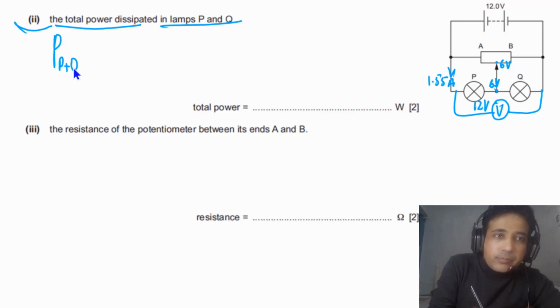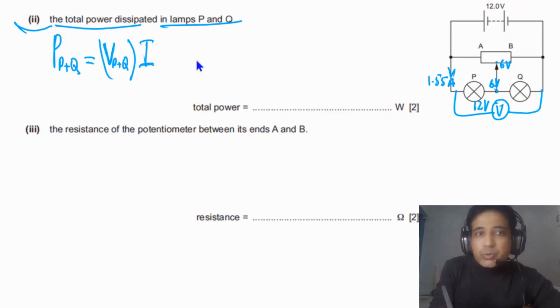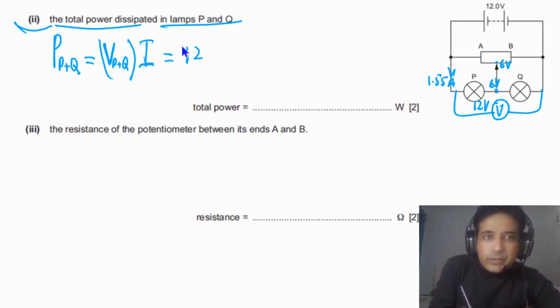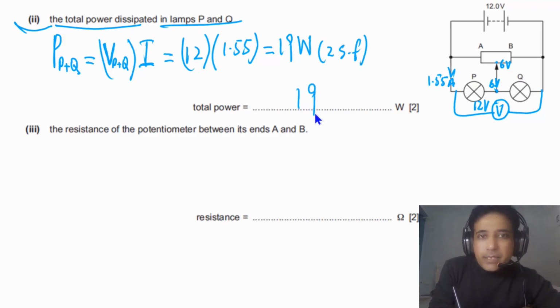So we can say power dissipated in P and Q will be equal to V across P and Q times the total current passing through these two lamps. We have the value of V, that is 12 volts, and current is 1.55. If we solve this, our final answer will be 19 watts to 2 SF. So we have to use 2 SF. So the final answer is 19 watts.